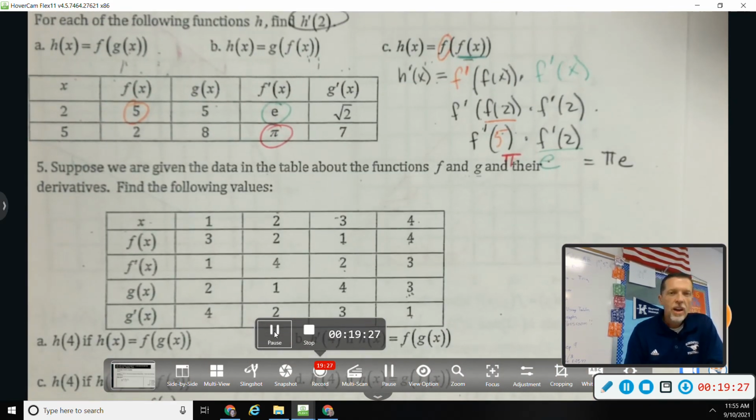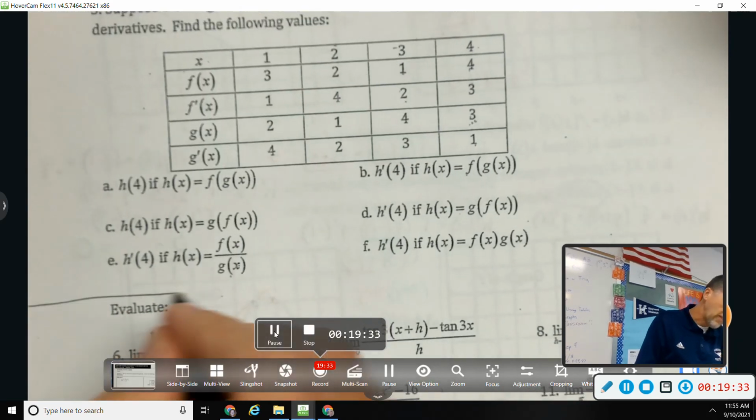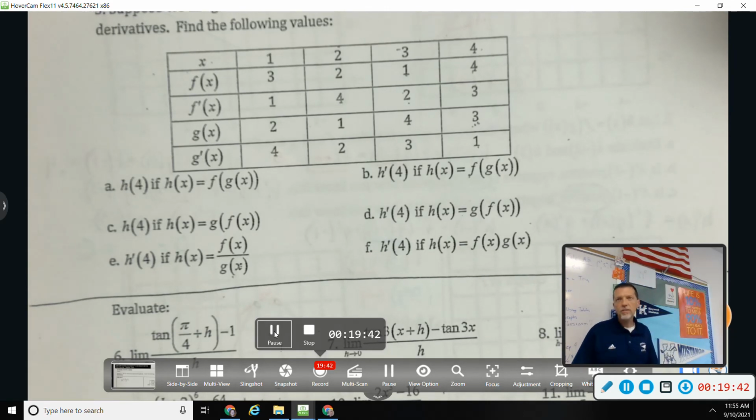All right, 5's a little more complicated. It's the same stuff, it's just there are more numbers, so you have to be more careful. And we'll stop at 5. So 6 through 11, you don't have to worry about. You can stop at 5. So it's just using tables and graphs to find derivatives.